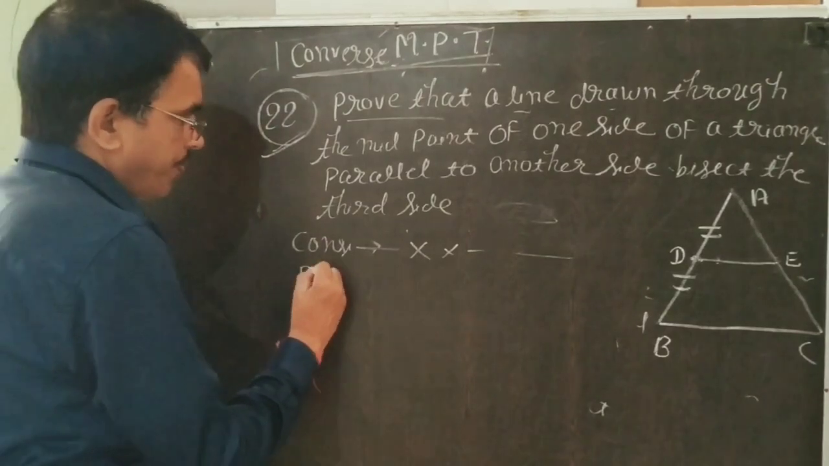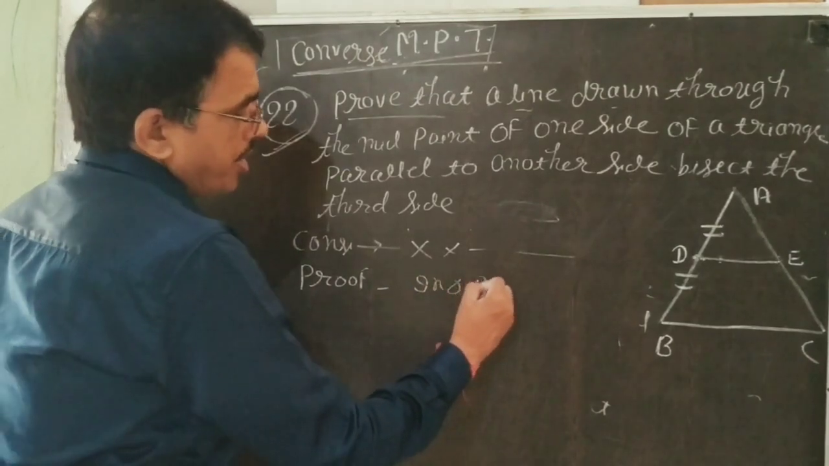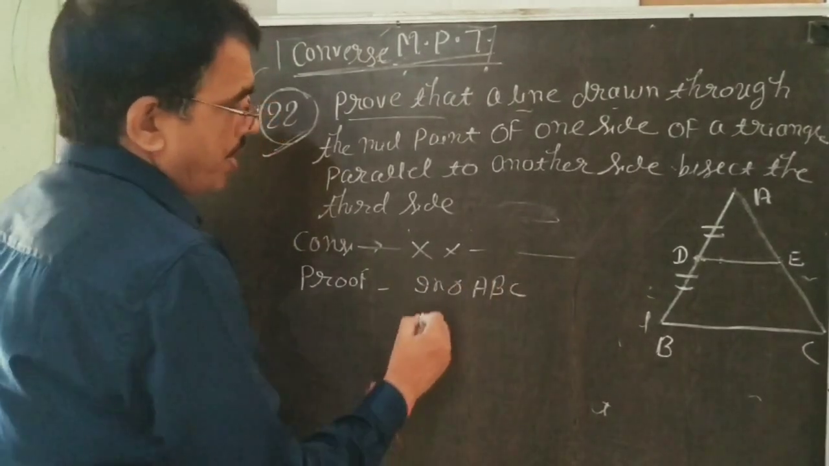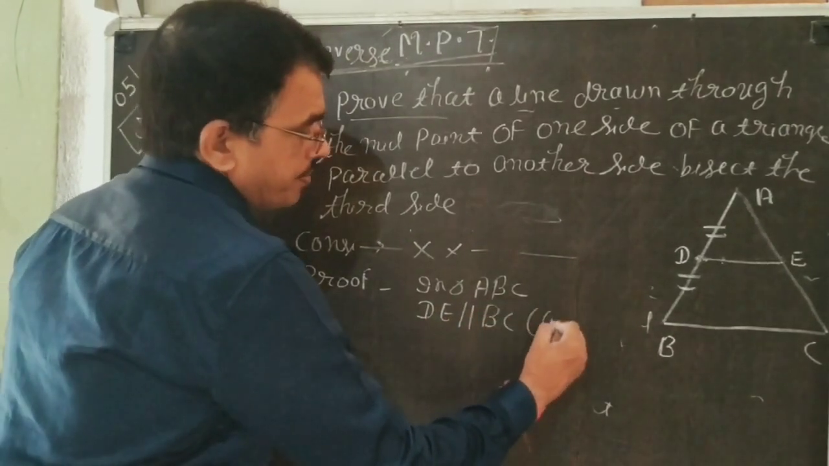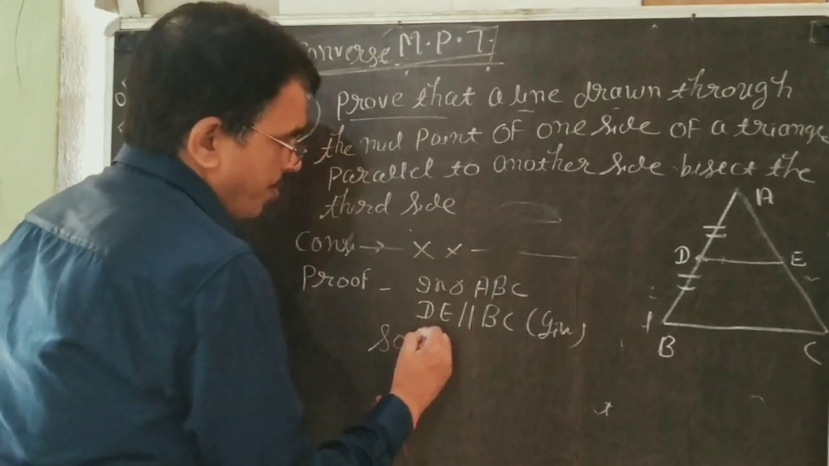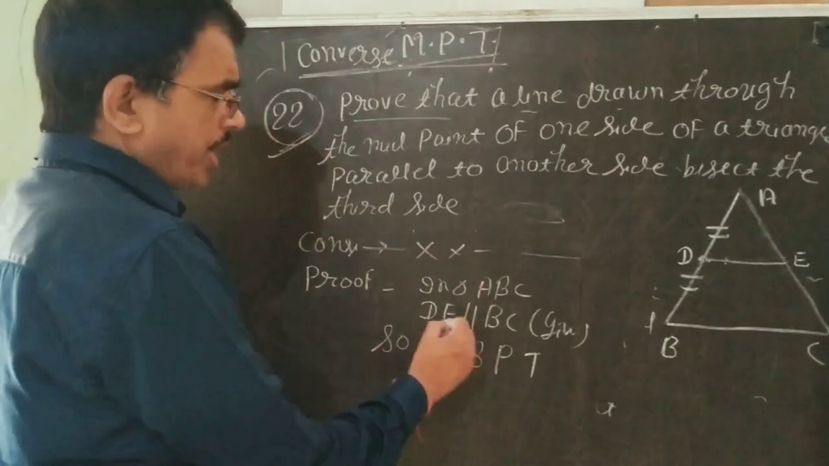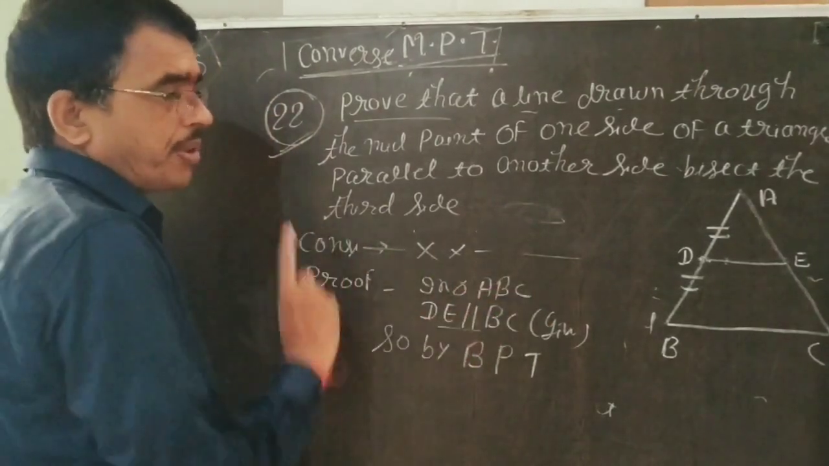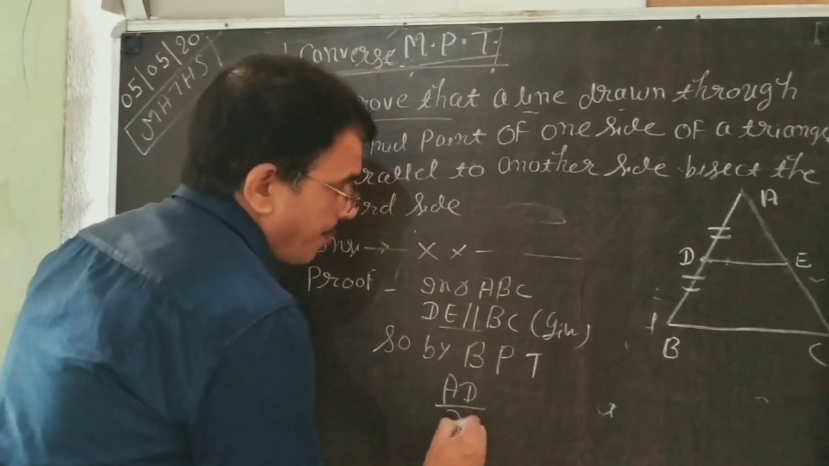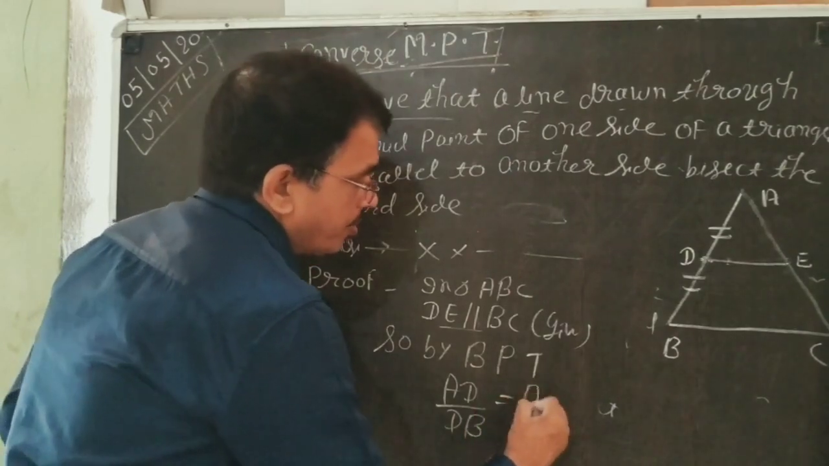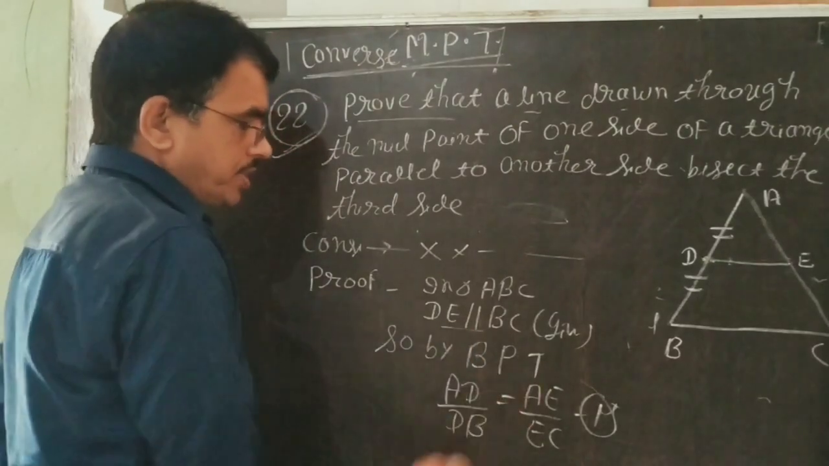In the proof part you write, in triangle ABC, DE is parallel to BC, it is given. So by the basic proportional theorem, because the line is parallel, we use the basic proportional theorem. What does it state? It states that AD by DB is equal to AE by EC. This is equation first, by the basic proportional theorem.